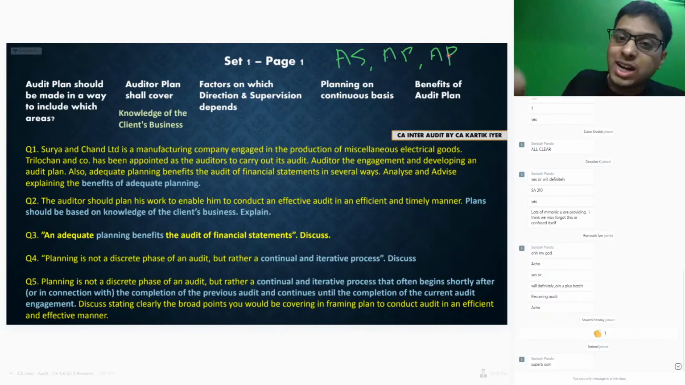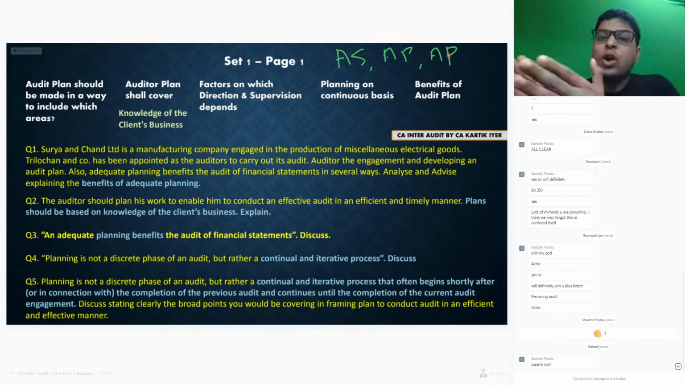Now, what to study in that subject is called programming. Programming is exactly, okay, morning I'll get up at 7 o'clock, 7 o'clock to 9 o'clock, I'll study this part. 9:30 to 11:30, I'll study this part. That is called what? Programming. Okay, so that is audit strategy, audit planning, and audit programming.